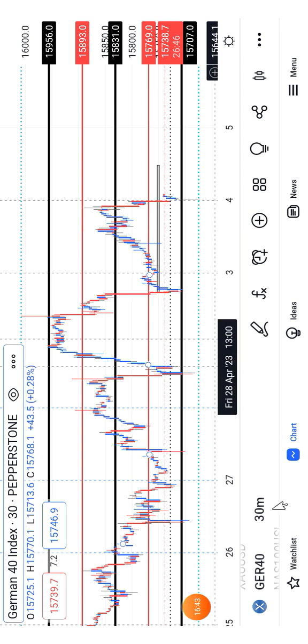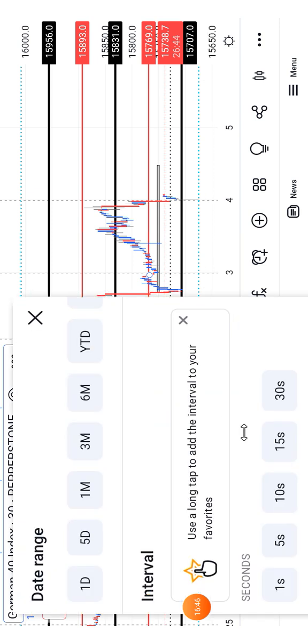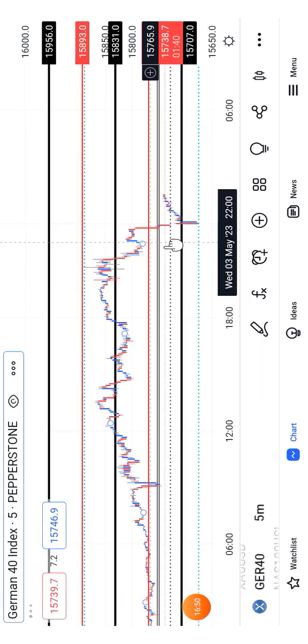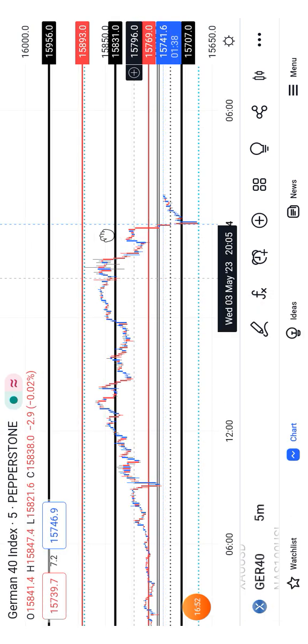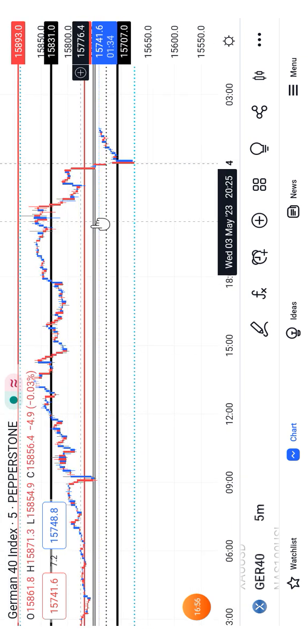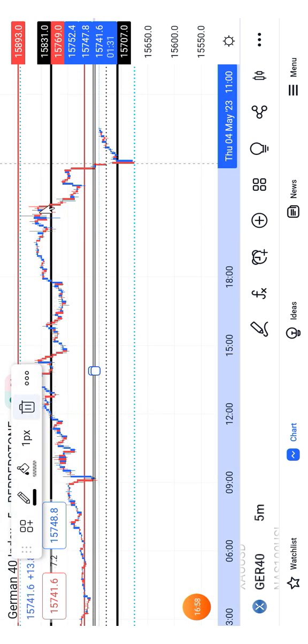So for entries, guys, you're gonna have to go to smaller time frames like 5 minutes, because on 5 minutes, guys, you are able to see the chart very clearly. You understand what I mean, guys? So let me remove this.